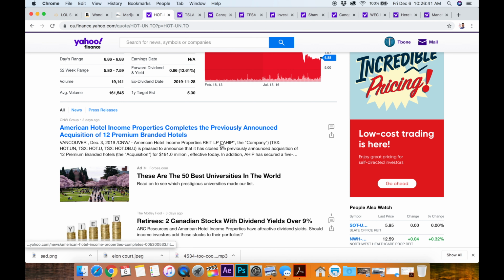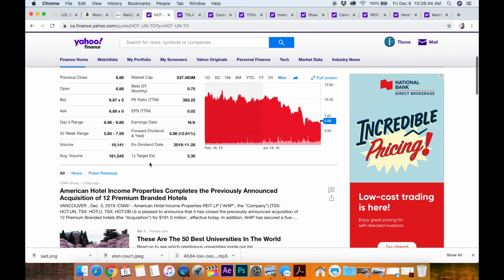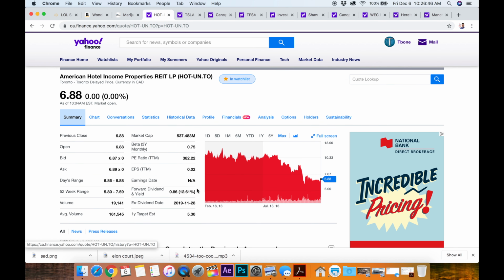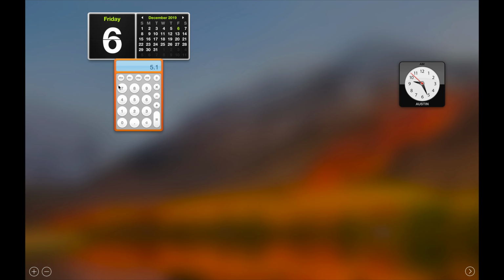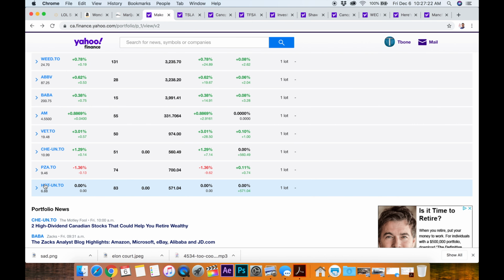But they just bought 12 premium branded hotels. They pay a 12.6% dividend, so it's 86 cents. And how many shares are there? 83. So 83 times 86 cents. They pay me $71.38, and they're a monthly payer. So they pay me $5.94, so like $6. And with the other two, there's six and then 10, and what are we at? $16. So just from those, $16.